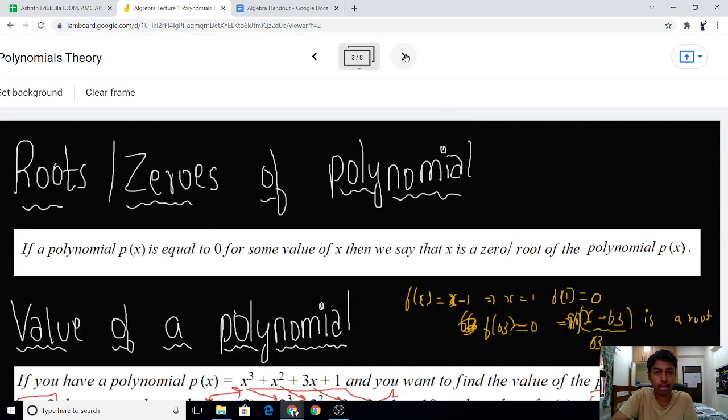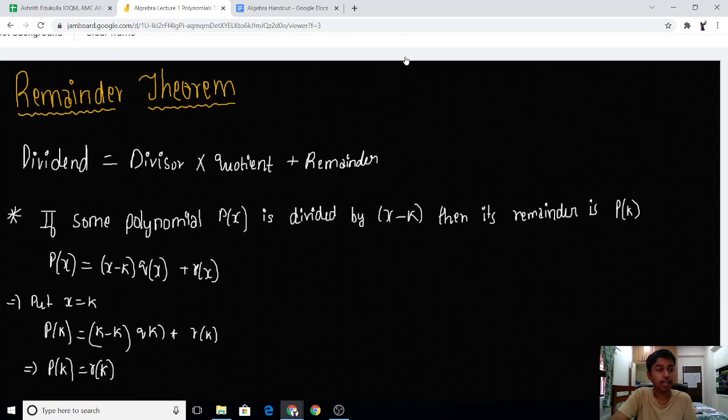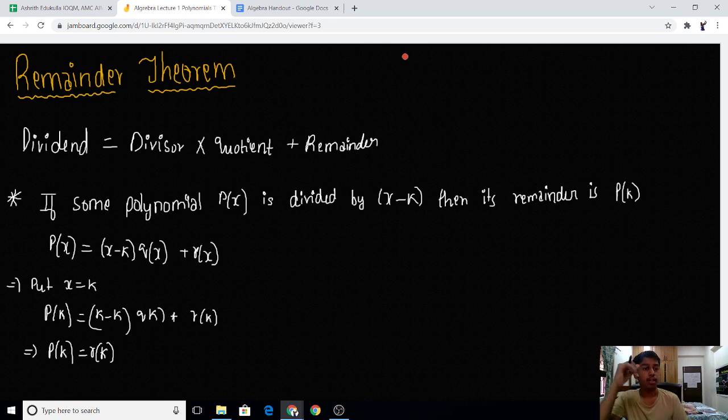So I'm moving on to the next slide. Remainder theorem. So what is the remainder theorem? The remainder theorem is nothing but the division algorithm.